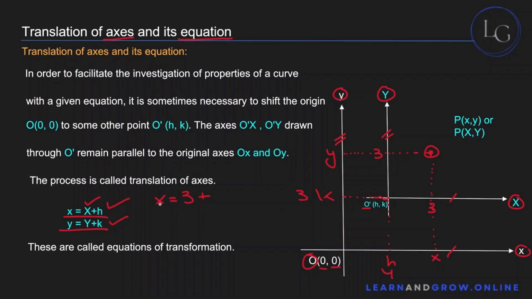So the position of this point in the old axis would be x is equal to 3 plus h, so 3 plus 4, which is 7. And its y value would be again 3 plus k, which is also 3, so 6. So this point x here is 7 and this point y here is 6, and so the coordinates of this point in the old axis would be 7, 6, and that's really about it.